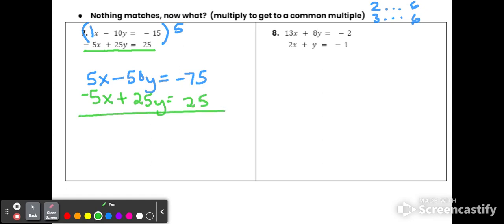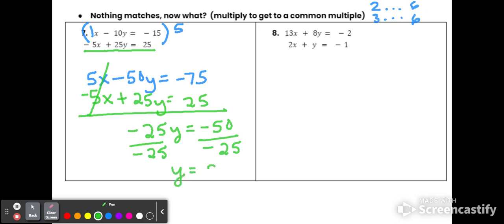And now we can total these up. 5x and -5x are eliminated. They become 0x. -50 plus 25 would be -25y. -75 plus a +25 would be -50. Divide by -25. And y is going to be +2.